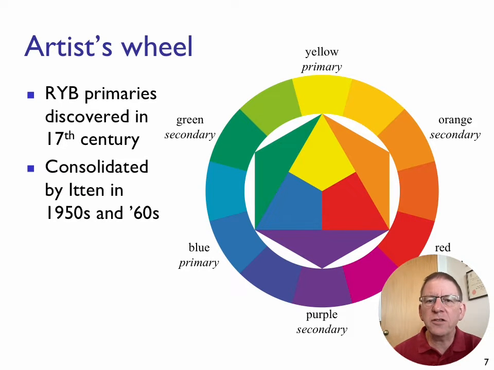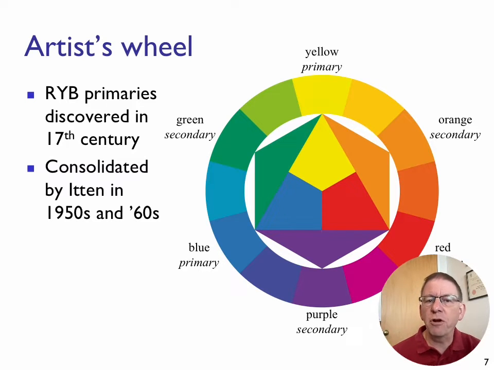So let's go back to the red, yellow, blue primaries that you were taught at school. Where do they come from? We have known since the 17th century that you can mix red, yellow and blue to make a wide range of colours, though different artists used different shades of red, yellow and blue when doing this. This understanding of red, yellow, blue was consolidated in the mid-20th century by Johannes Itten, a Swiss artist.